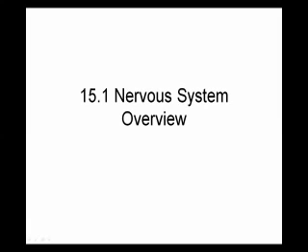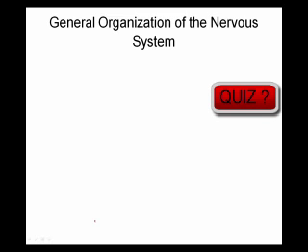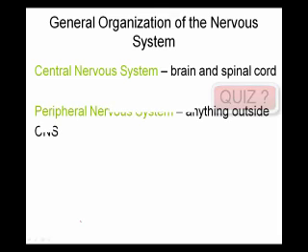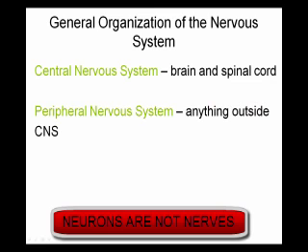Lesson 15, the nervous system. General organization of the nervous system divides it into two components. The central nervous system, or CNS, contains the brain and the spinal cord. The peripheral nervous system is anything outside of the central nervous system.